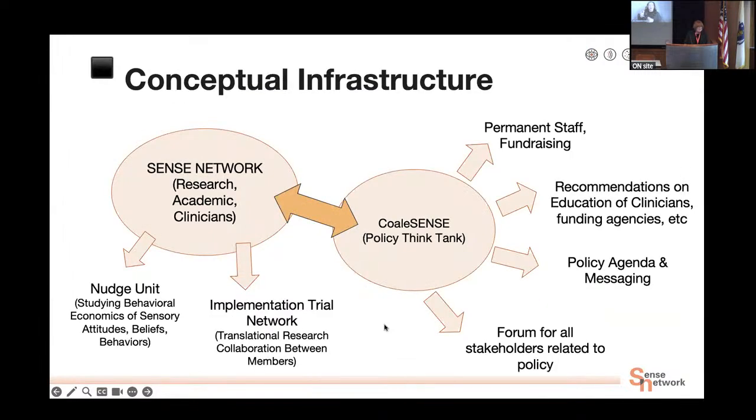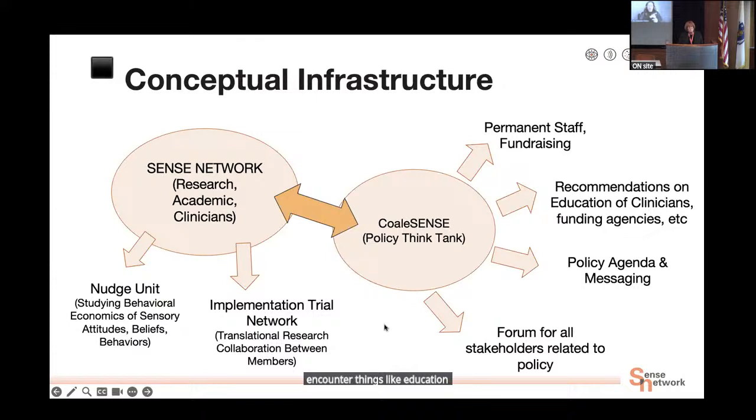And so Nick put this together, and I don't know whether he wants to chime in, but we see this as being independent of the Sense network, but in a bidirectional relationship, so that the Sense network is made up of researchers, academics, and clinicians, but what we call Sense is the policy think tank that would actually push some of these things forward, where there would be a permanent staff and fundraising, recommendations that would encompass things like education of clinicians, funding agencies, et cetera.